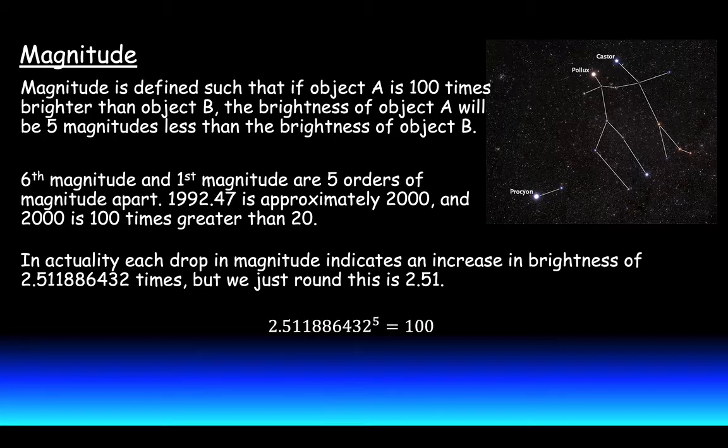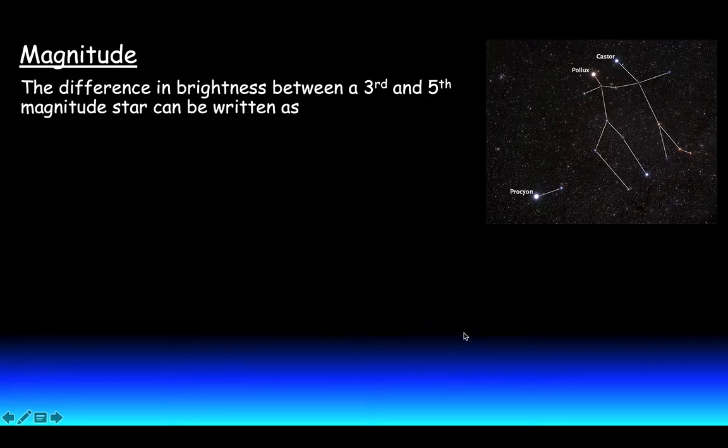And I could find that mathematically. If I say this number raised to the 5th power is equal to 100, because I multiply 2.511 and all the decimals by itself 5 times, I found that by taking the 5th root of 100. So don't worry about this equation per se. You won't really need to use this 2.51 to the 5th or the 5th root of 100. I just want to show you where this comes from.